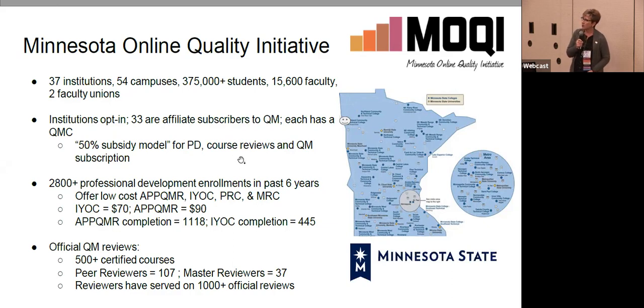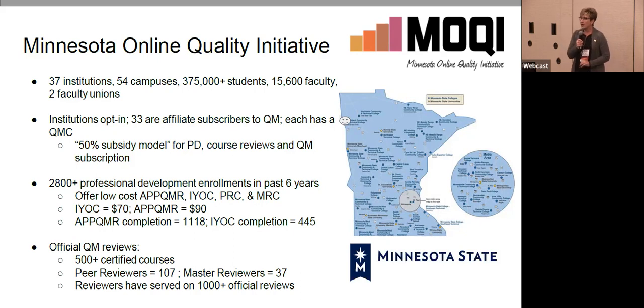We also, you can see it serves about 375,000 students, 15,000 or so faculty. We have 2 faculty unions in the system, one for the community colleges, one for the state universities. Our institutions, like the California system, choose to opt into the Quality Matters subscription, and currently 33 of those 37 institutions are part of our subscription. Our subscription also includes the University of Minnesota and their 5 campuses. I'm not addressing their numbers right now, but they're part of our group as well, and it's nice to partner with them on things.